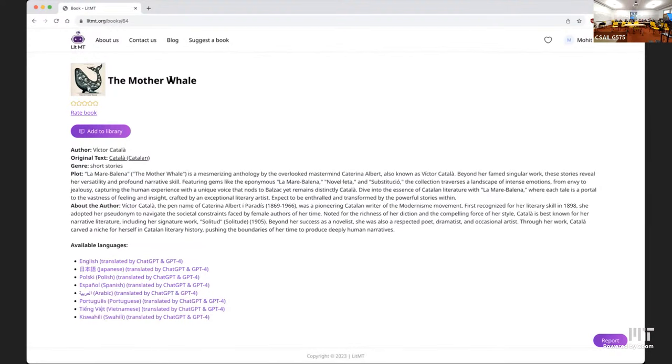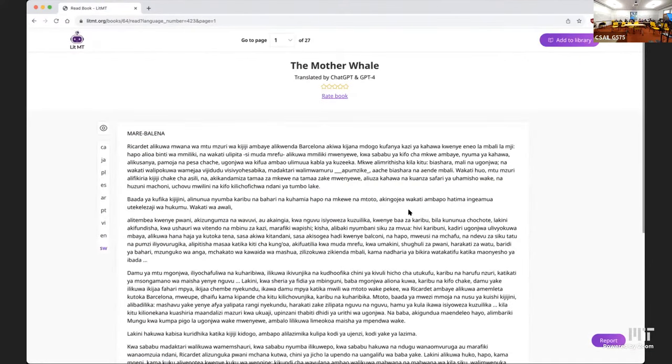So this book, The Mother Whale, was originally written in Catalan, and we have it translated by these large language models using various prompting methods that people have developed for translation, into many different languages. So this is the Swahili translation. Obviously it's a tough task to get people to actually use this site. We are hoping people will, but initially we're probably just gonna hire people to read through these translations.